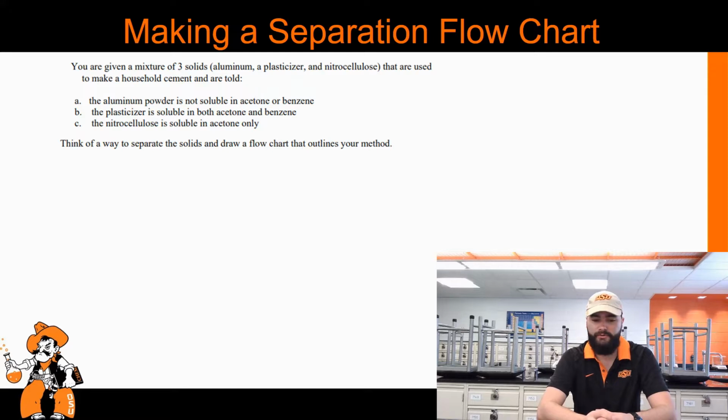Imagine you have a mixture of 3 solids: aluminum, plasticizer, and nitrocellulose. You're given that the aluminum powder is not soluble in acetone or benzene, the plasticizer is soluble in both acetone and benzene, and the nitrocellulose is only soluble in acetone. So how can you separate those 3?